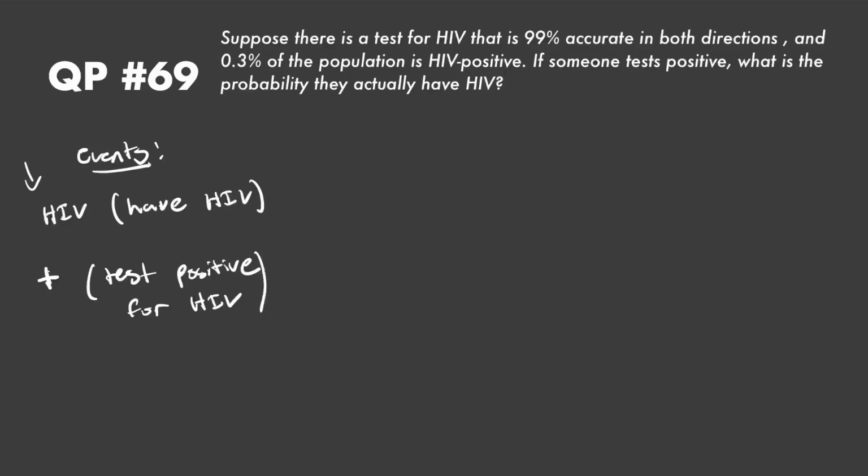So HIV is the event that a person has HIV, obviously, and the plus symbol will be the event that a person tests positive for HIV. So the question is asking us, if someone tests positive, what is the probability they have HIV? So they're asking us for the probability of someone having HIV given that they test positive.